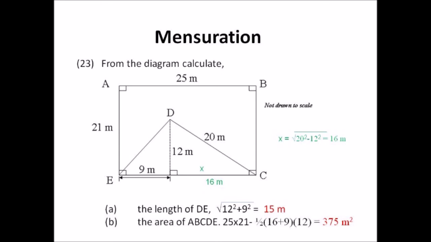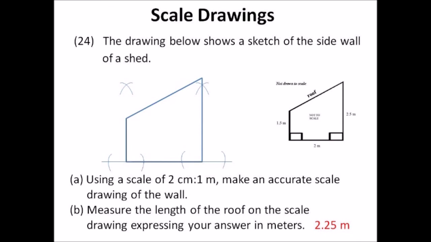Number 24, the scale drawing. So first you draw the shed. Make sure you get your 90 degree angle. You can construct them if you want, or use your protractor to do your 90 degree angles, and then do your lines, numbers going up, and then you measure the length of the roof, and it worked out to be 2.25 meters. You have to express your answer in meters. So that worked out to be 2.25. Once you worked it out, change the centimeters to meters.